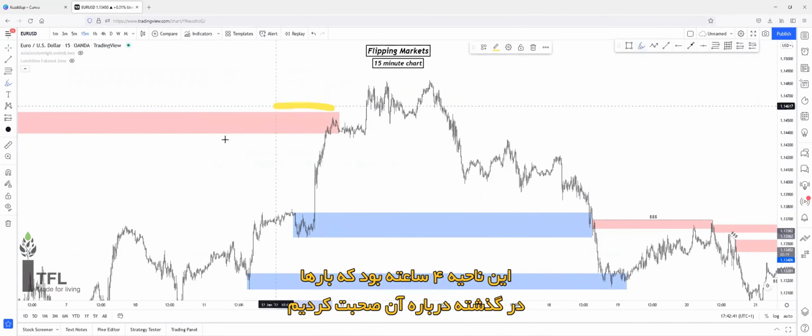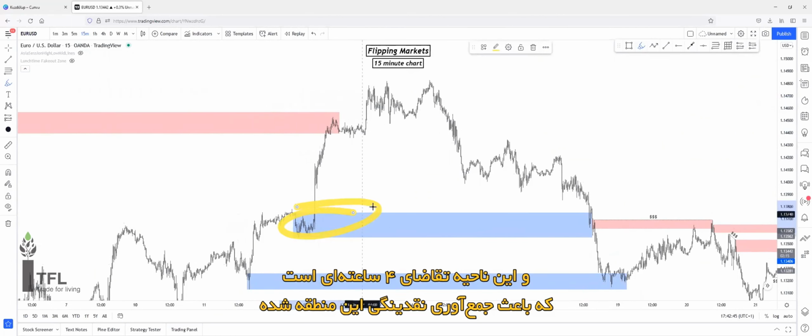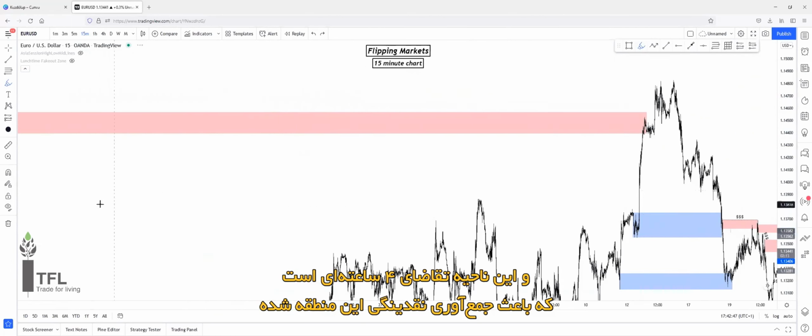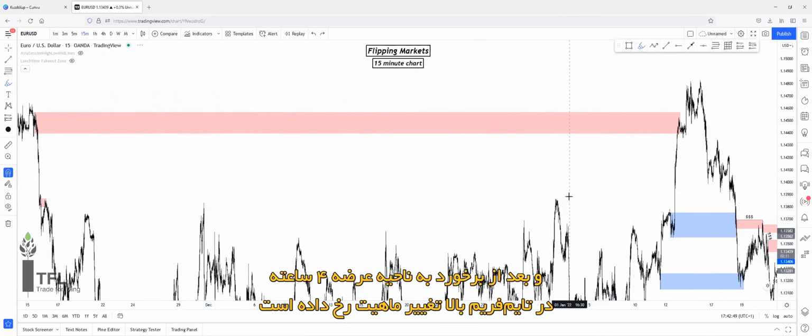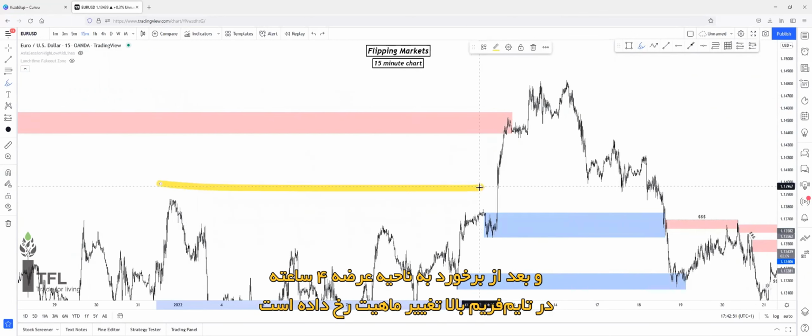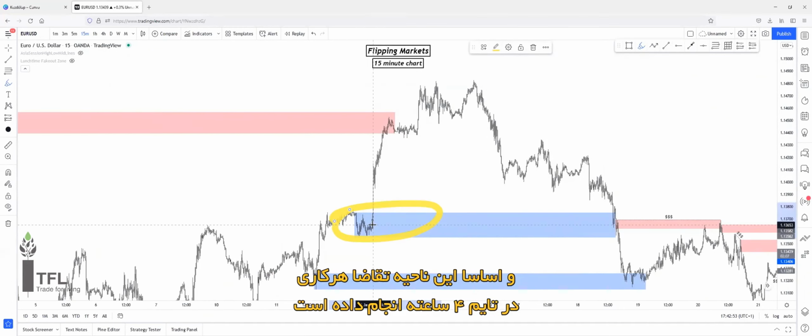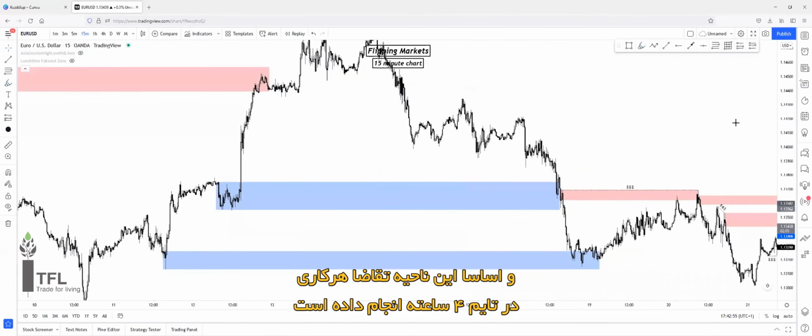This was the 4-hour supply. We talked about this several times in the past. And this was the 4-hour demand zone that caused the liquidity sweep from this region, this 4-hour region, and the tap of the 4-hour supply and the change of character on the higher time frame. So basically it did everything on the 4-hour chart.